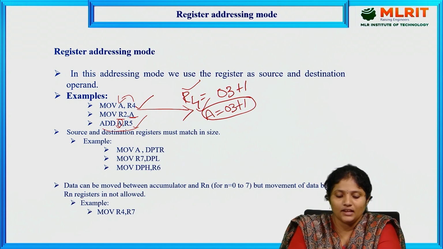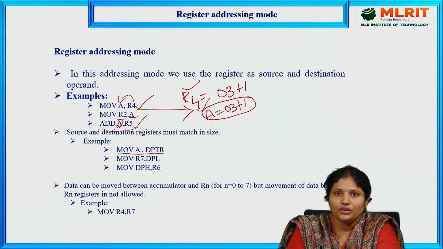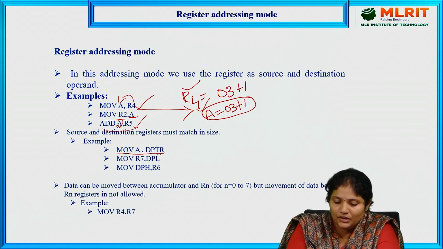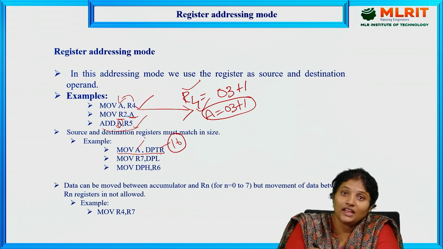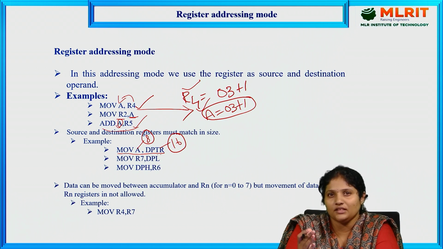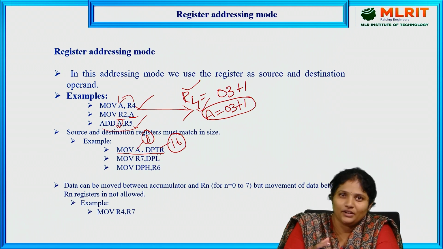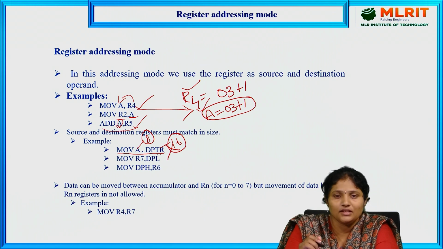Let us see one example here: MOV A, DPTR. In this case, the DPTR is a 16-bit register. It will hold 16-bit data. But the accumulator A register is an 8-bit register. So how can we copy 16-bit data to an 8-bit register? It is not possible, so it will throw an error. This instruction is not a valid instruction.